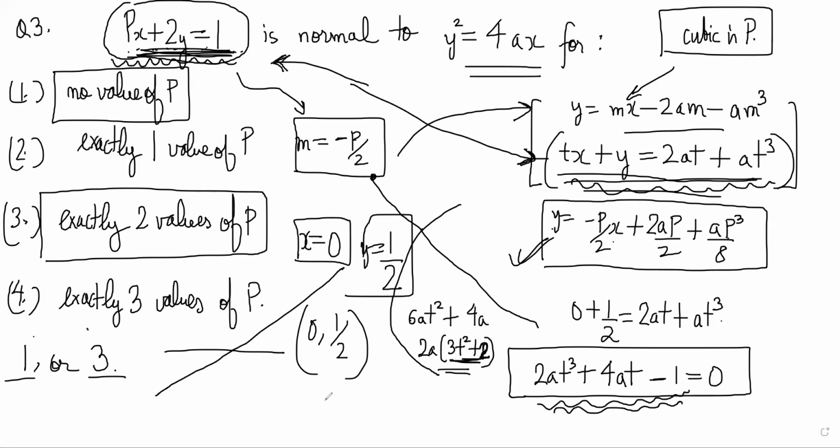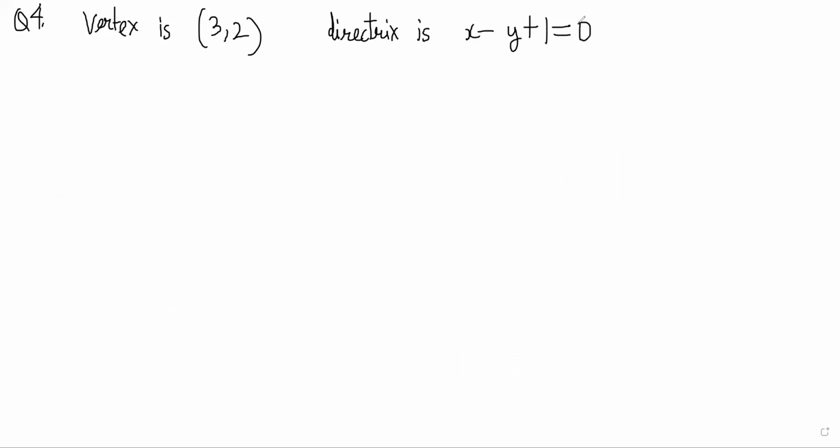Okay, try this one. I will not say anything. Vertex is at 3 comma 2. Directrix is x minus y plus 1 is equal to 0. Find the equation of the latus rectum.